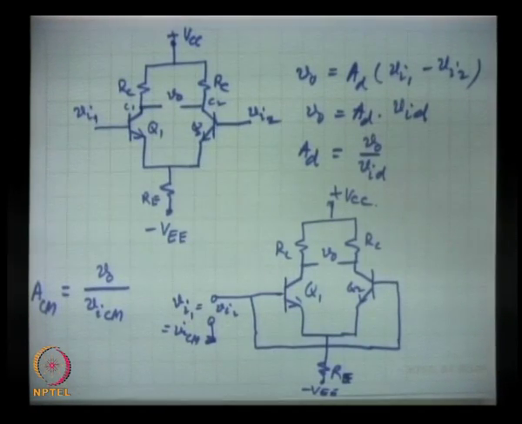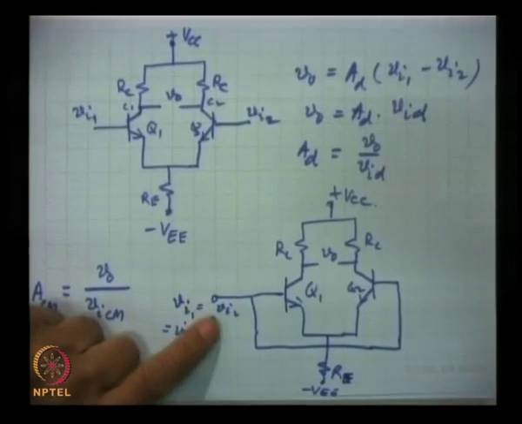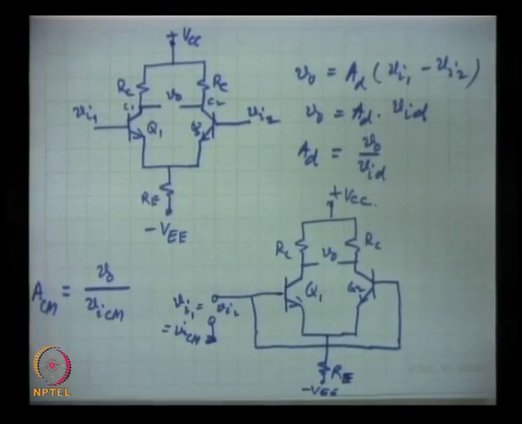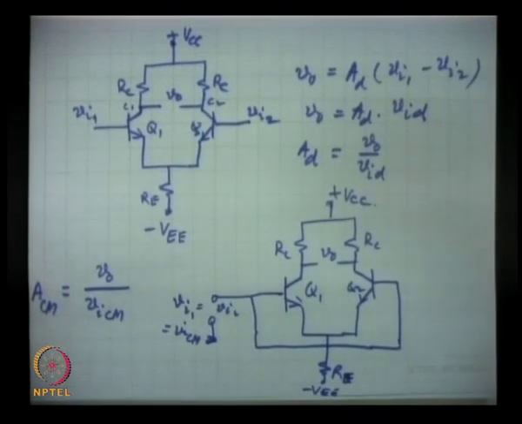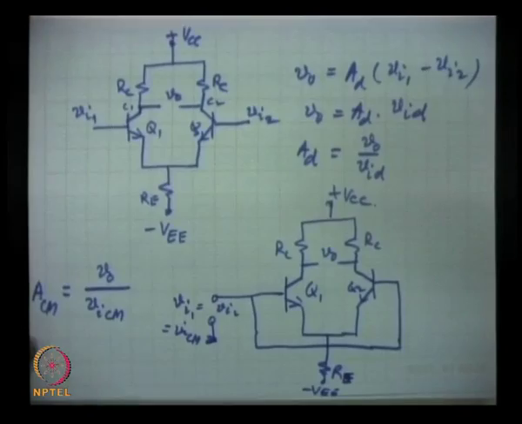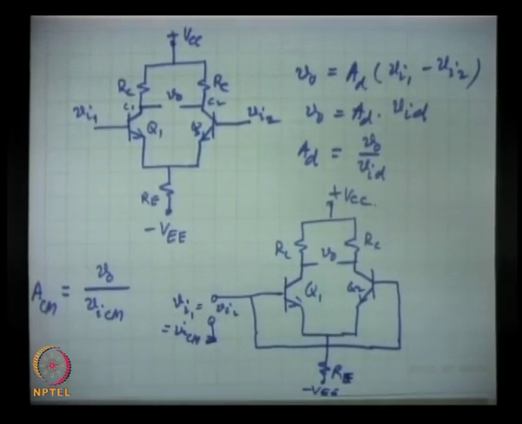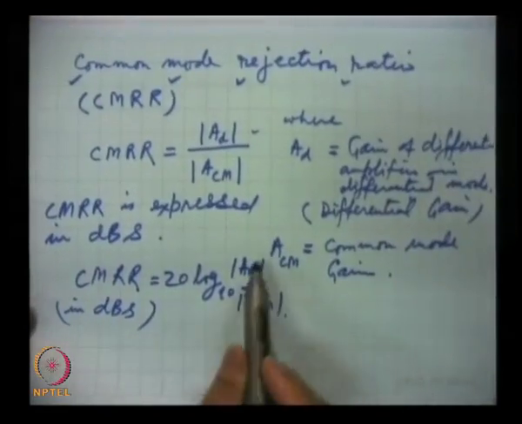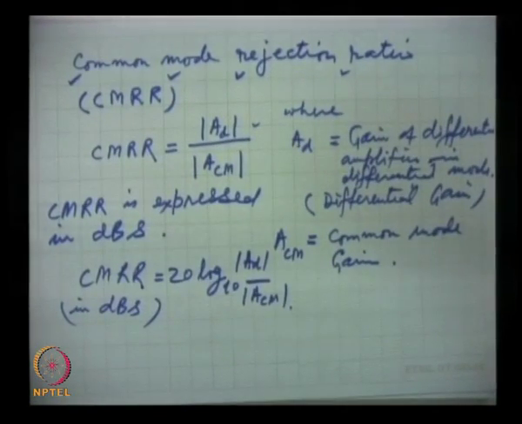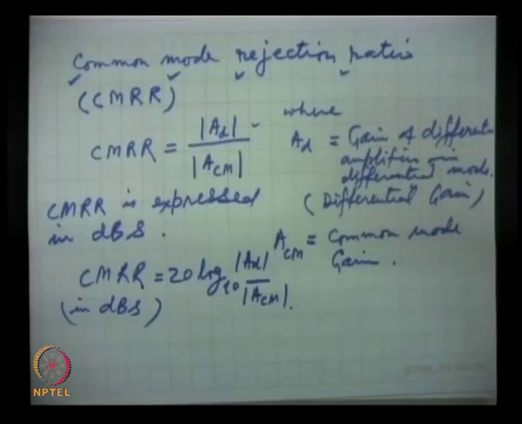Now, ideally for the common mode, V0 should be 0. So, ideally the gain for common mode will be 0, and then according to this definition, the common mode rejection ratio ideally is infinity.